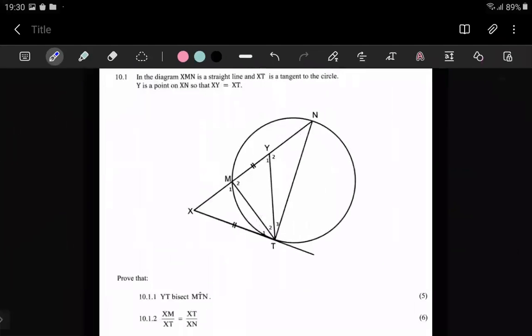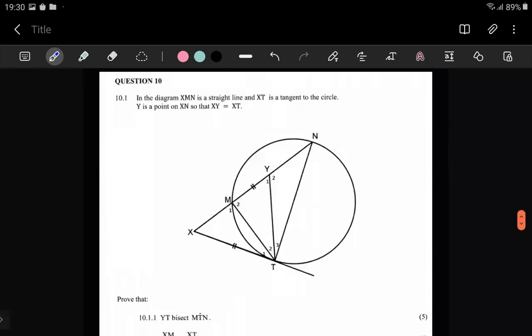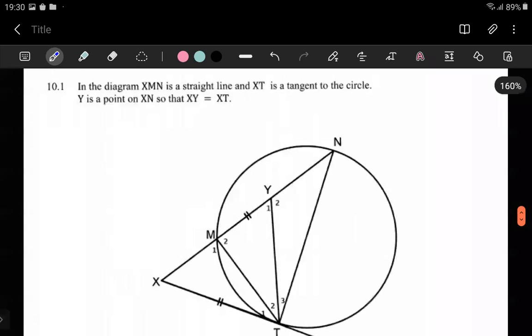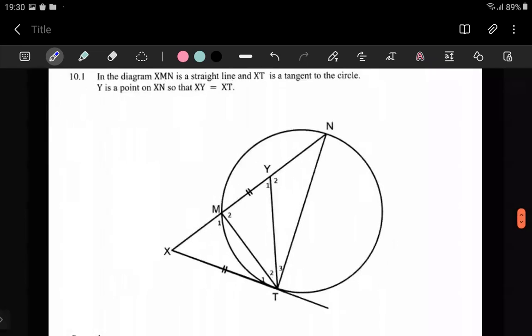Proportionality theorem stuff, right? For Euclidean geometry, specifically for grade 12. We have this question here. It says the following: in the diagram, XMN is a straight line. And it is.